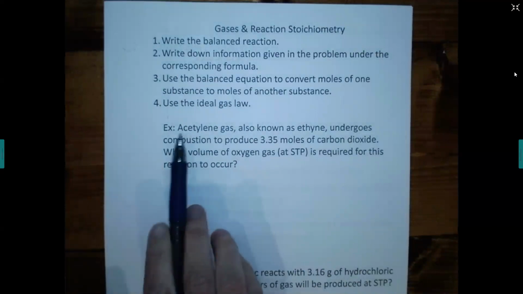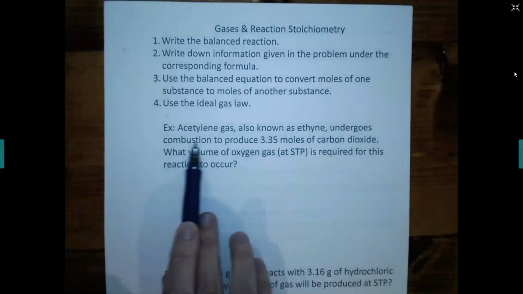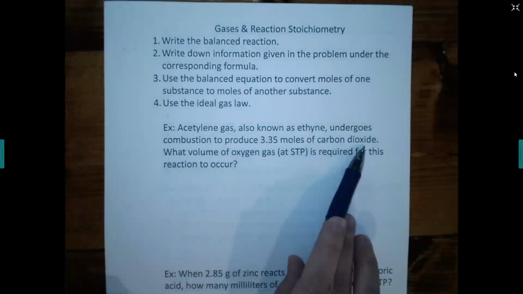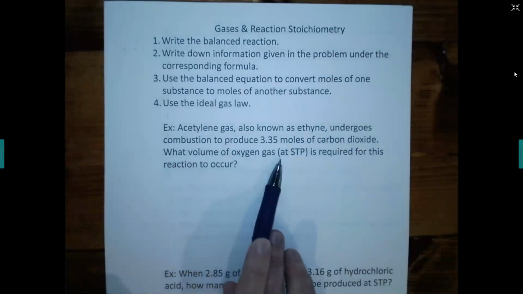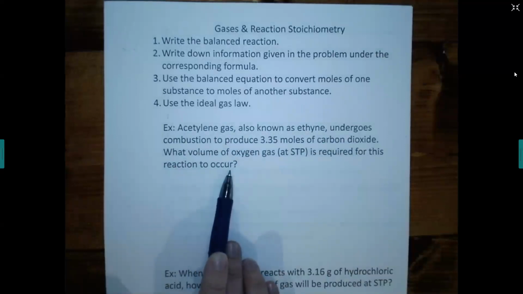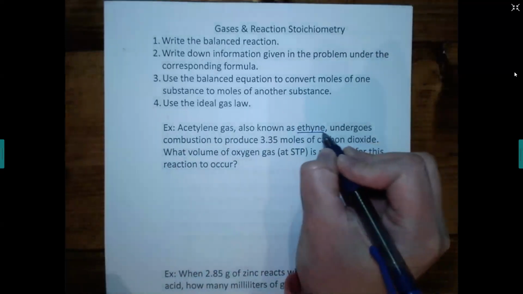So this first problem says acetylene gas, also known as ethine, undergoes combustion to produce 3.35 moles of carbon dioxide. What volume of oxygen gas at STP is required for this reaction to occur? So the first thing we need to do is write a balanced equation. Well, before we can do that, we need to know what ethine is.